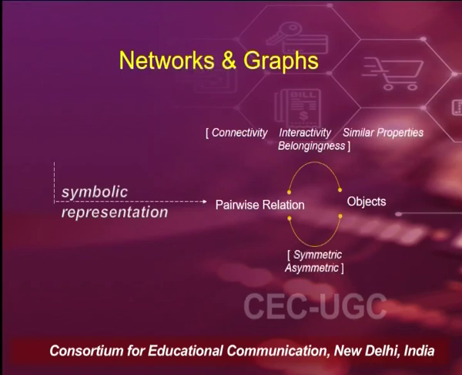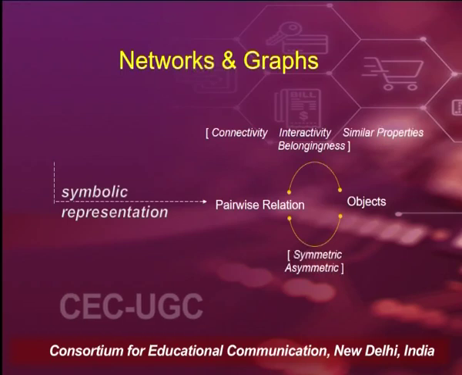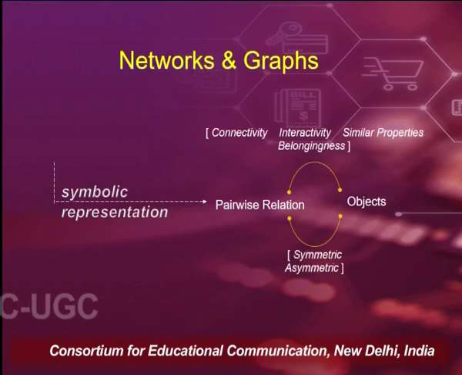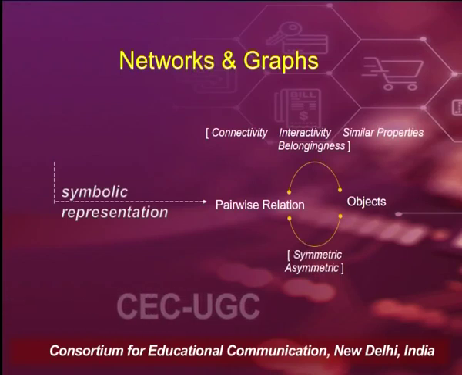That's why we have this symbolic representation of objects that are connected to each other through some kind of pairwise relations. These relations could be of different forms. It could be connectivity, it could be interactivity and many more. Let's understand one by one. Connectivity is the simple connection that two persons are connected. For example, in Facebook, friendship is a kind of connection. So that becomes the connectivity aspect of a pairwise relation. Why pairwise? Because two objects are connected.